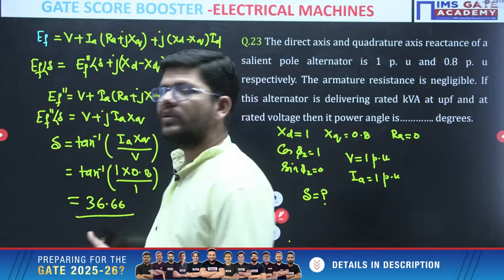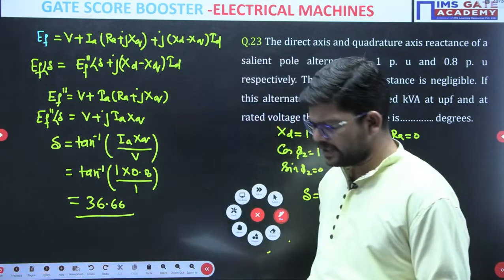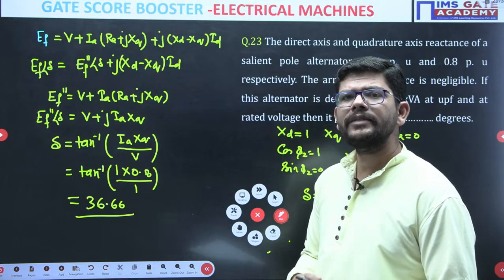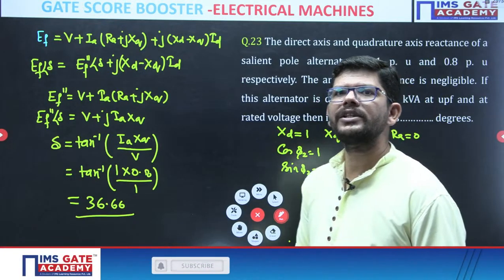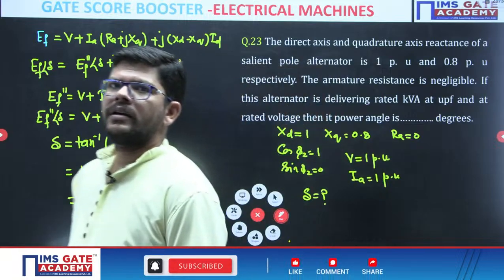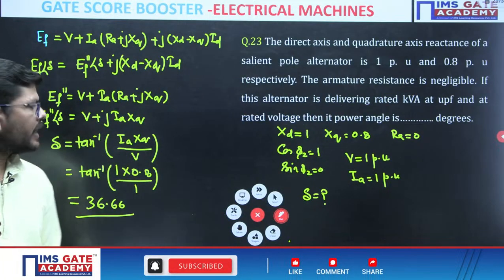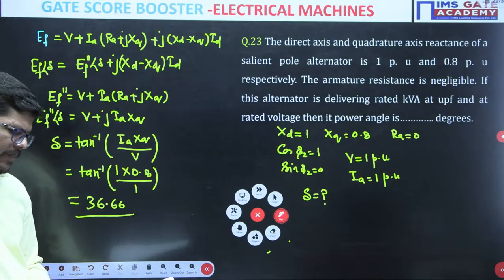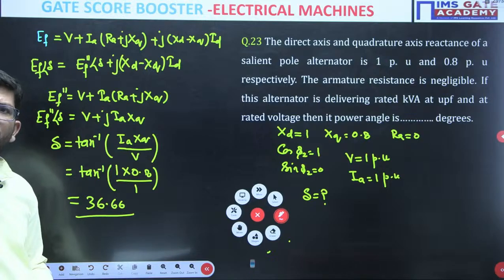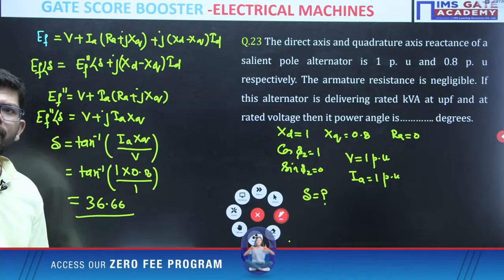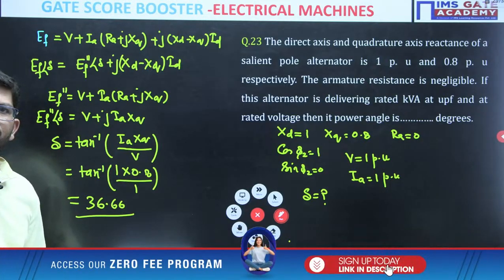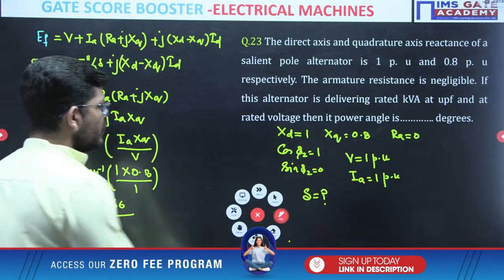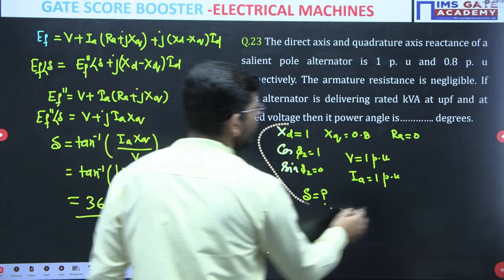So, in this way you can calculate del here. 36.6 I am getting, you are getting 38.65. Tan inverse 0.8 is how much? Anybody else who is getting a different answer? Tan inverse 0.8 is how much? 36.6 or 38.65?